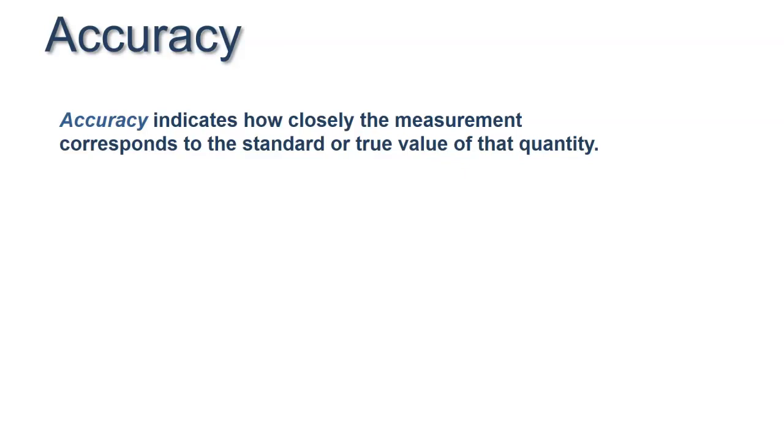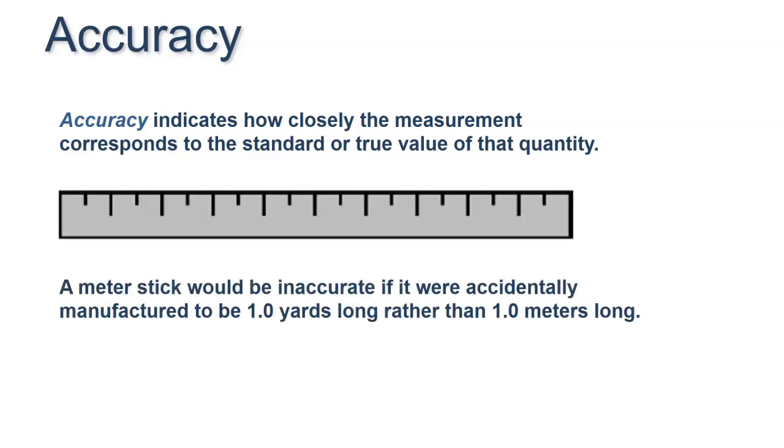So accuracy indicates how closely the measurement corresponds to the standard or true value. So accuracy is about finding true value. A meter stick would be inaccurate if it were accidentally manufactured to be 1.0 yards rather than 1.0 meters. Okay, so we're supposed to have a meter, instead we have a yard. No, meters and yards are not the exact same thing. So this would be an inaccurate meter stick.